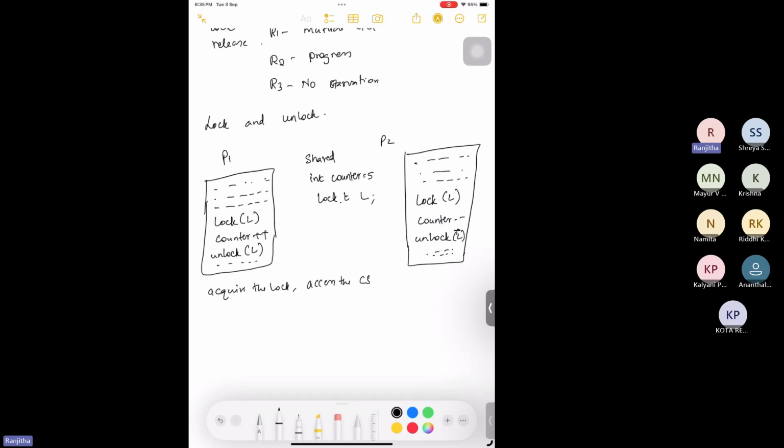Okay. Now, once the critical section execution is done, then release the lock. So what is this? Who handles it? We will come to it. These are explicit synchronization mechanisms that we have to write when we are writing our application.